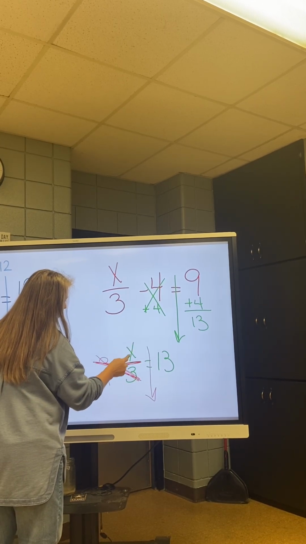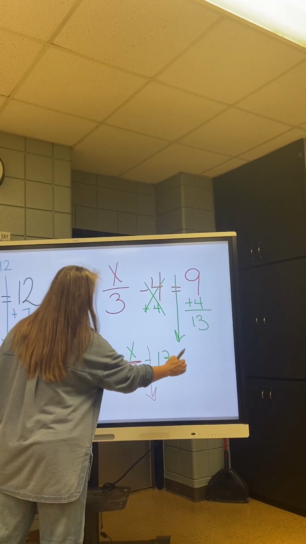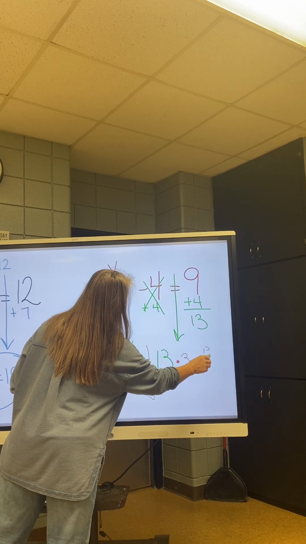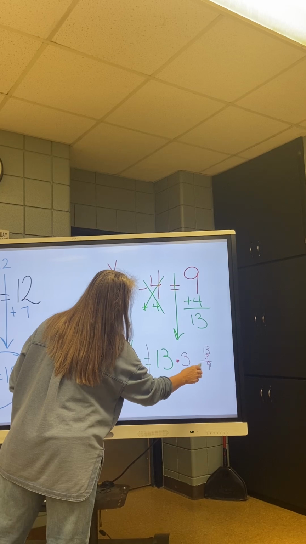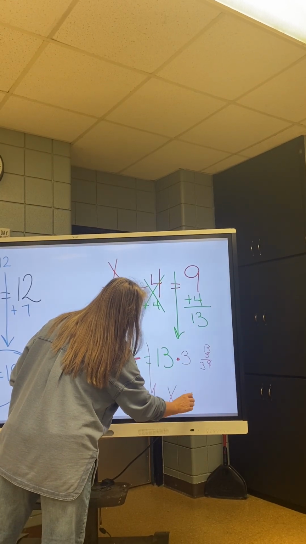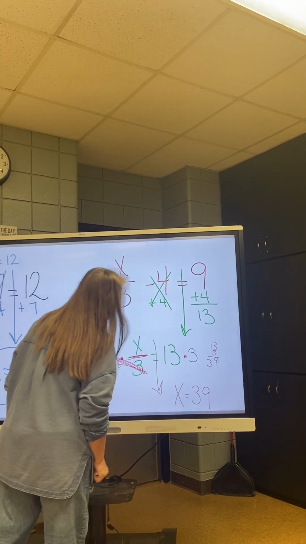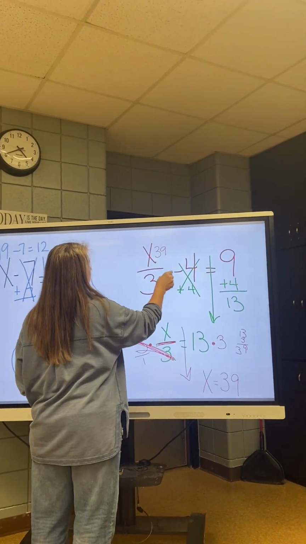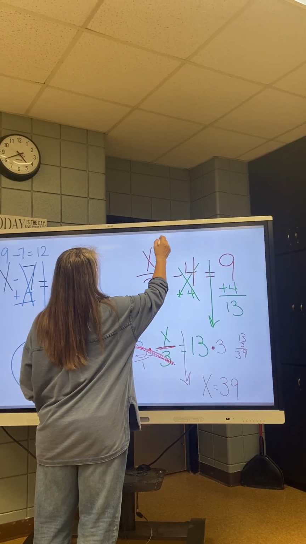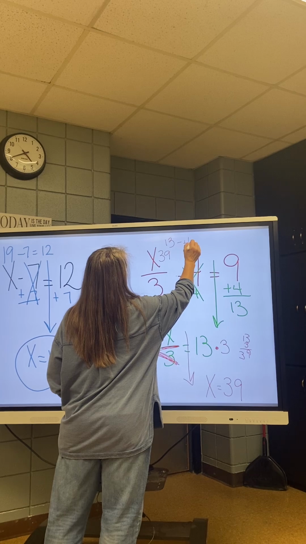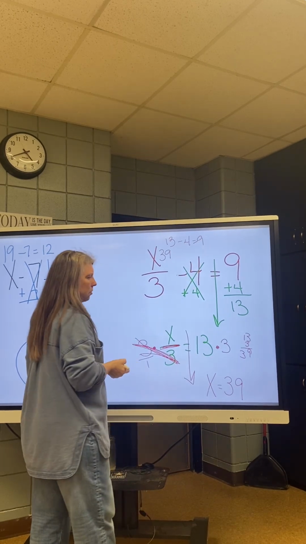So now I have x by itself. What I do to this side, I have to do to this side. So 13 times 3. 13 times 3 is 39. So now I have x equals 39. I want to check my answer, don't I? So I'm going to put 39 up here. 39 divided by 3 is 13. 13 minus 4 equals 9, so that is correct.